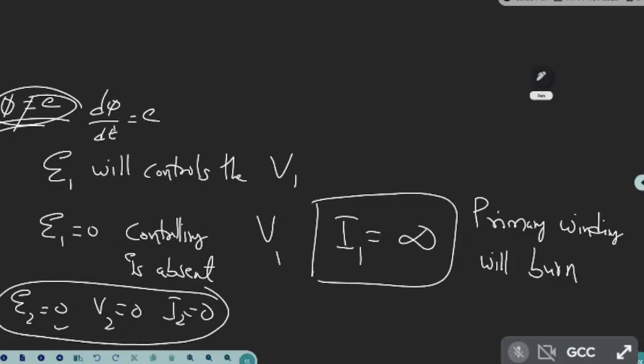If current reaches infinity, what happens? The winding will burn out. Infinite current means heating effect. More heat will be generated and the primary winding will melt. Melting of copper wire is nothing but burning. So the primary winding will burn. This is also a very short answer question, a 2 marks question.